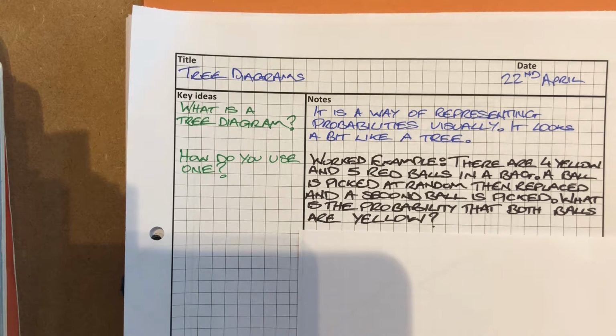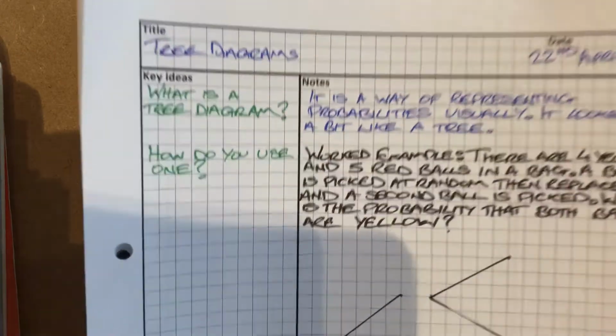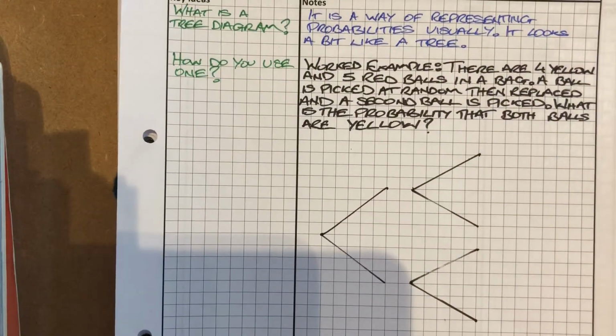So, in this example, there are 4 yellow balls and 5 red balls in a bag. One of them is chosen at random and then put back, and then we choose the second one. What is the probability that both balls are yellow? Well, what we have here is a tree diagram with no markings on it as yet.